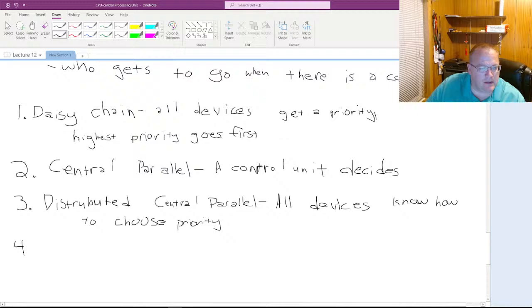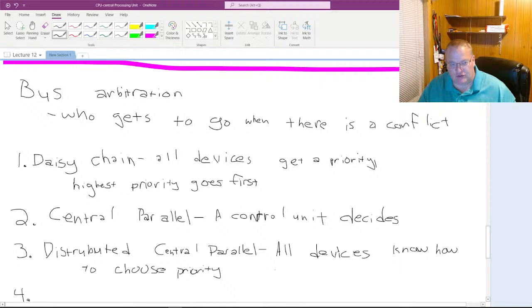So this says there's some kind of a way to choose. The central parallel one has the same thing, but instead of having a special piece of software, there's a little bit of software on all of the devices that helps them decide if it's their turn or if it's somebody else's turn.